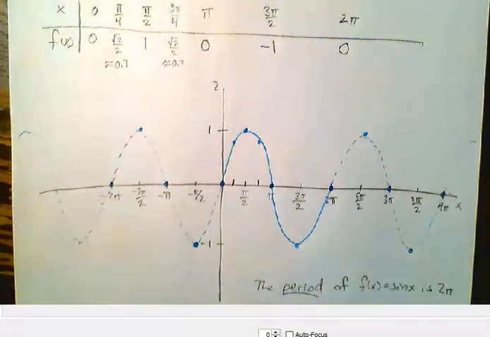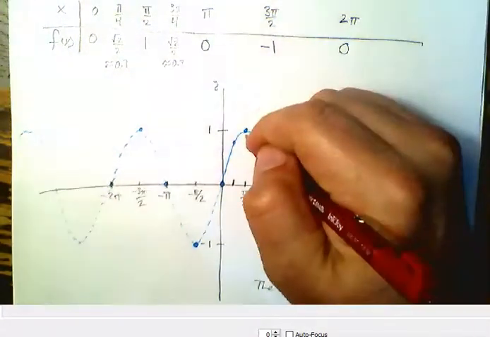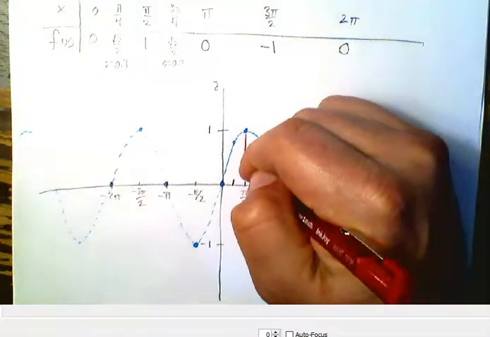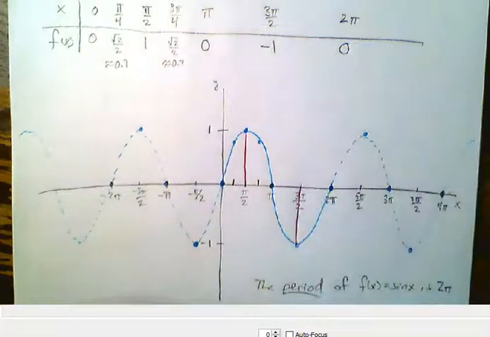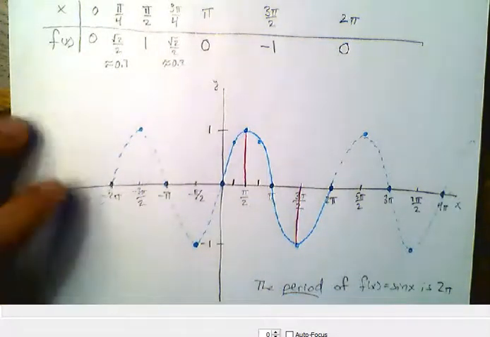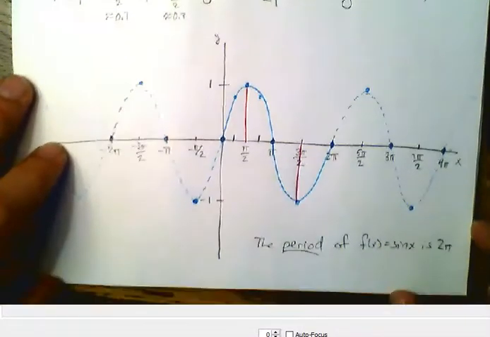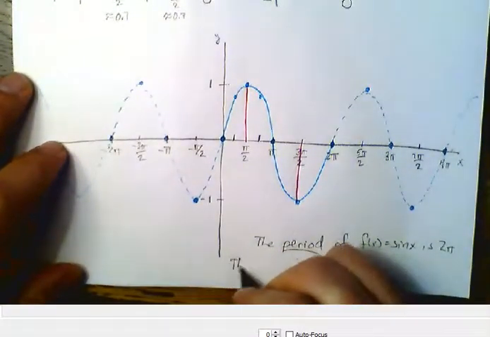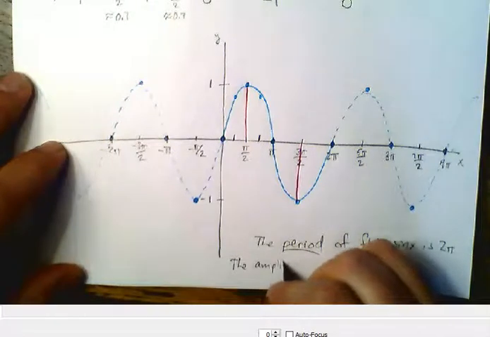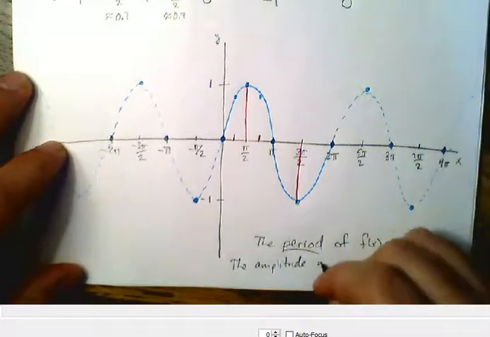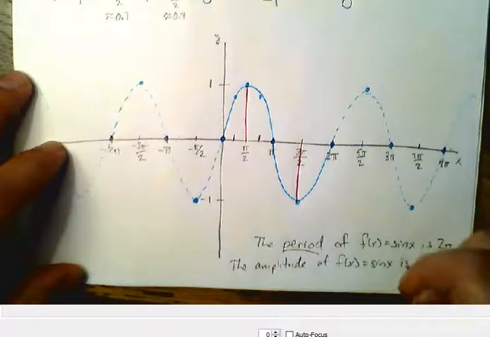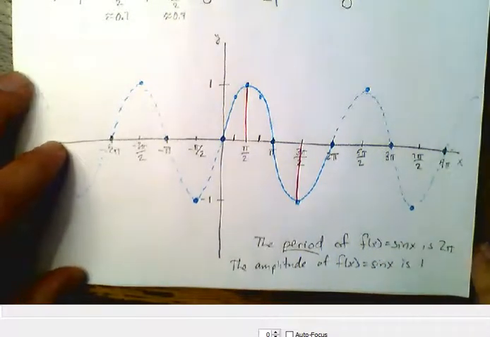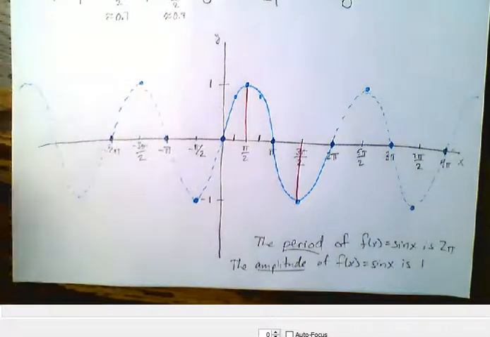We also see that the height of this wave, the height here, or here, the maximum height that it gets from the axis of symmetry there is 1. We call this the amplitude. Okay? So the amplitude of f of x equals sine x is 1. Okay, amplitude.